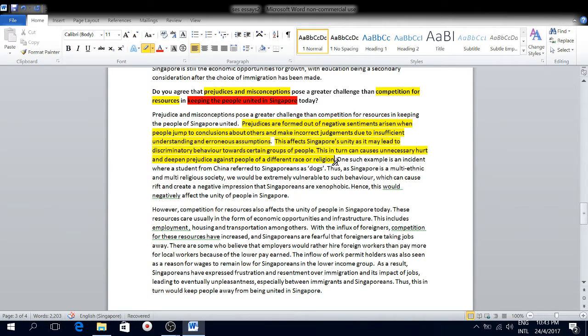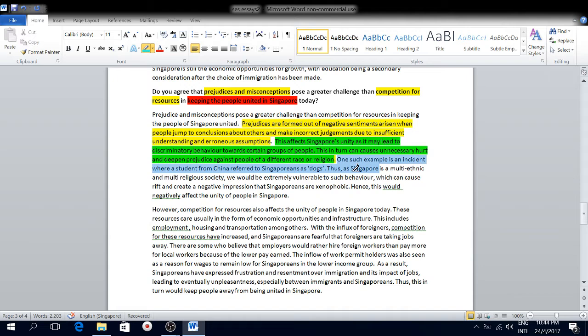Okay, here I'm actually putting the component part first before the example. It's up to you whether you want to put the example first or the key component first. So I put the key component first. What are the types of prejudice and how is it linked to keeping people united? Okay, because it creates discriminatory behavior, it creates unnecessary hurt, it deepens prejudice against a particular race and religion. Okay, then I give my example, which is here.